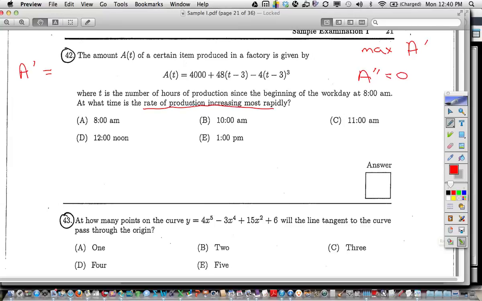Okay, anyway, so what is A prime? Somebody have it for me real quick? And you could use your calculator, so your calculator could give it to you.